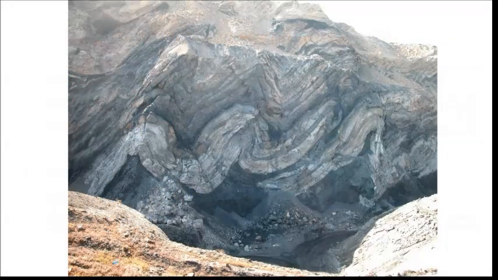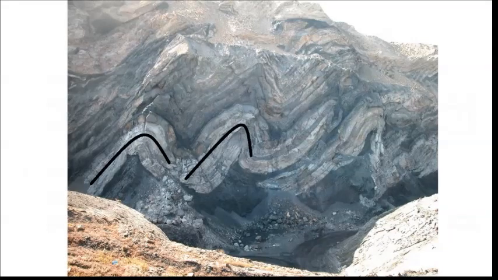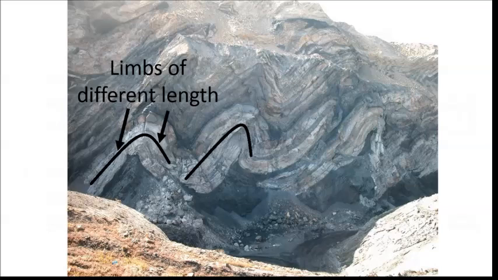Here's one example from the French Alps. I've superimposed the lines there to show you the length of limbs. You can see the unequal length of limbs in this folding, and therefore these folds are regarded as asymmetrical.